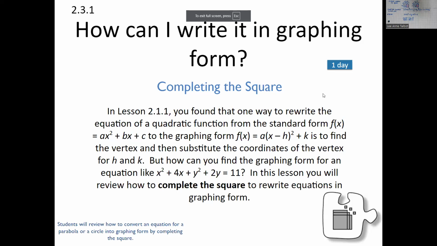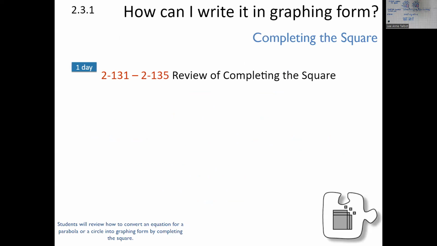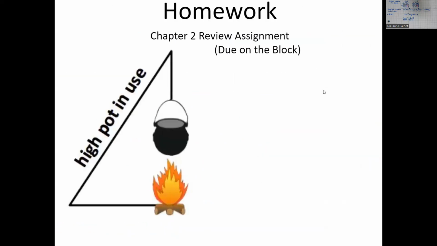Today, we're reviewing completing the square. Oh, geez, we already did it. We did problems 31 to 35, except we skipped 33. I don't even know what 33 was. We did the other ones, though. The homework is the chapter 2 review assignment. It's in your packet. It's due on the block day, so there's 2 nights of it.